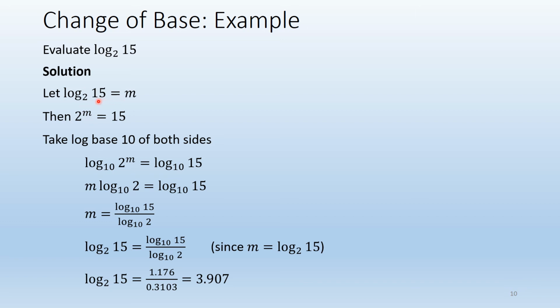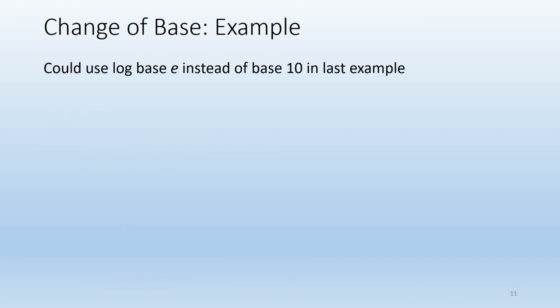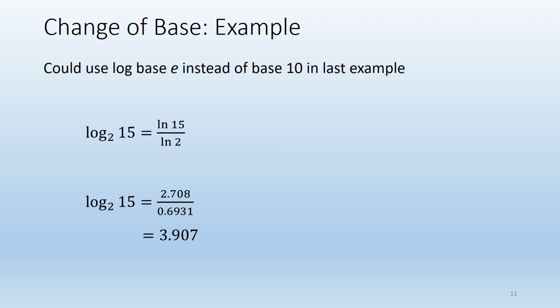M is log base 2 of 15. So that gives us an expression now for log base 2 of 15 in terms of a base that we can find on most calculators, in this case base 10. We can evaluate that out now on a calculator to get an answer of 3.907. We could use base e in that last example instead of base 10, and so we would get this expression here, where we're now using log base e. And once again, when we evaluate that on a calculator, we get the same result of 3.907.